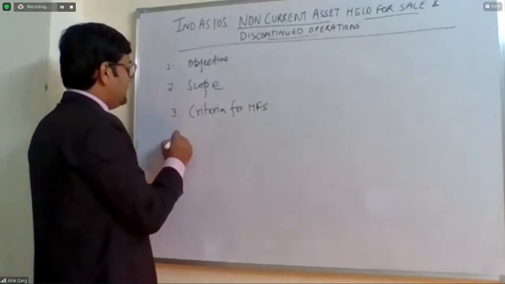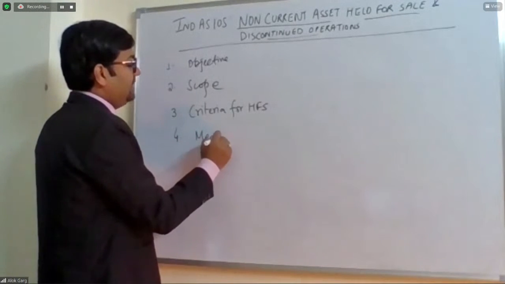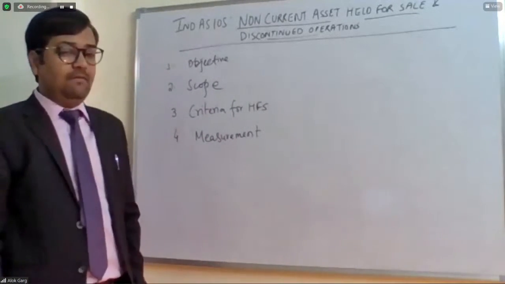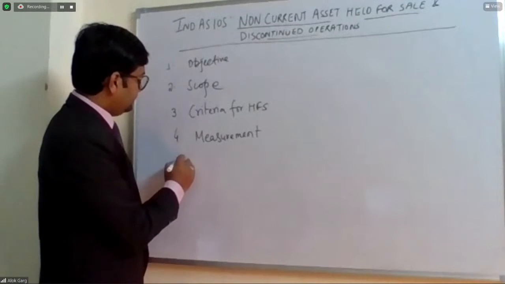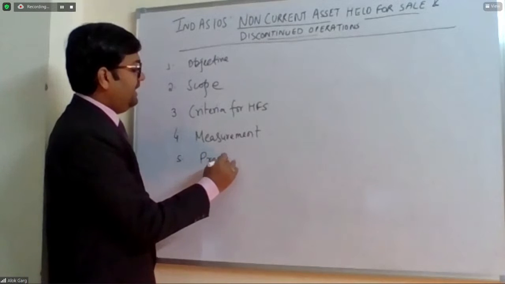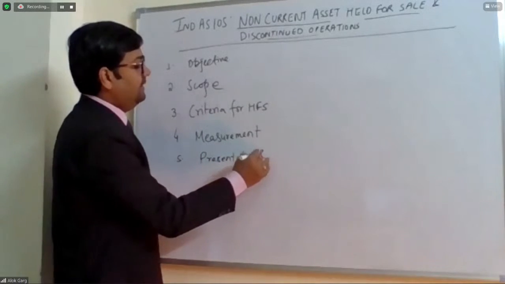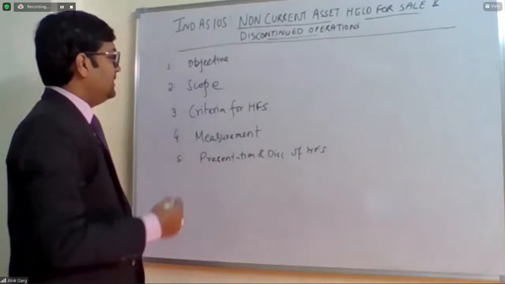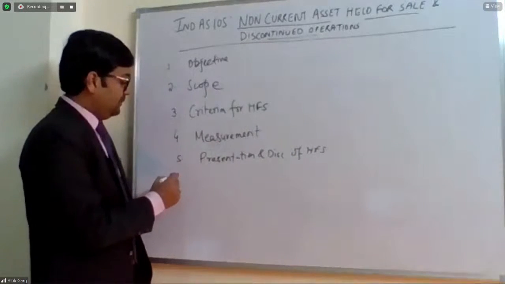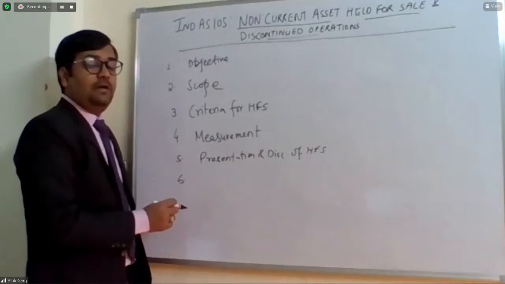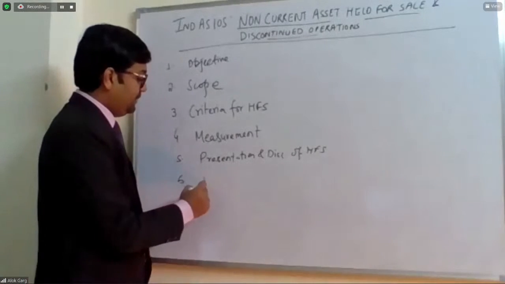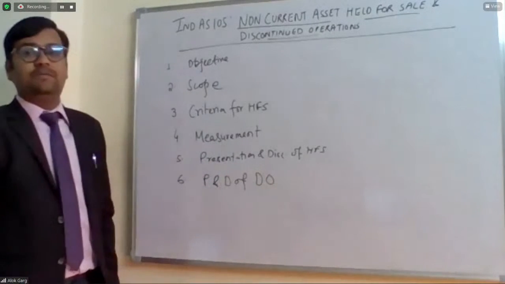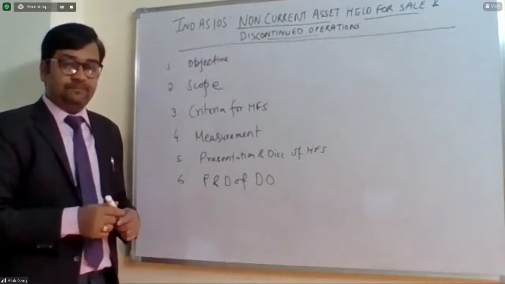Then we will discuss measurement. If an asset is classified as held for sale, how is it going to be measured? Then we will discuss presentation and disclosure requirements of HFS. So this is the structure of the standard, the coverage of the standard. Then we are going to discuss discontinued operations, and when I say discontinued operations, we are going to discuss presentation and disclosure of DO, discontinued operations. So this part we are going to cover in today's class.